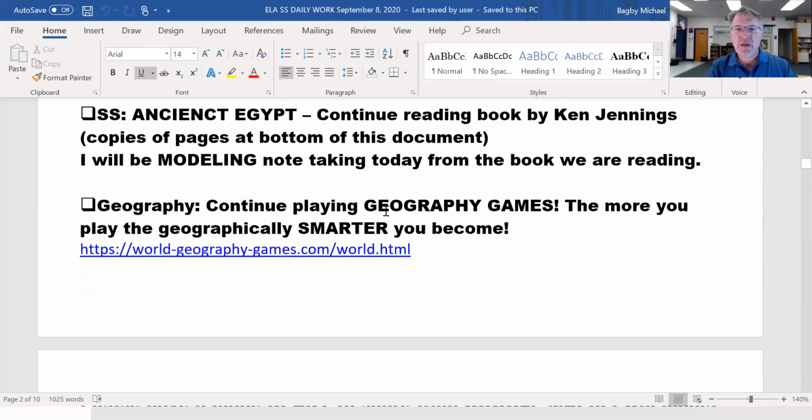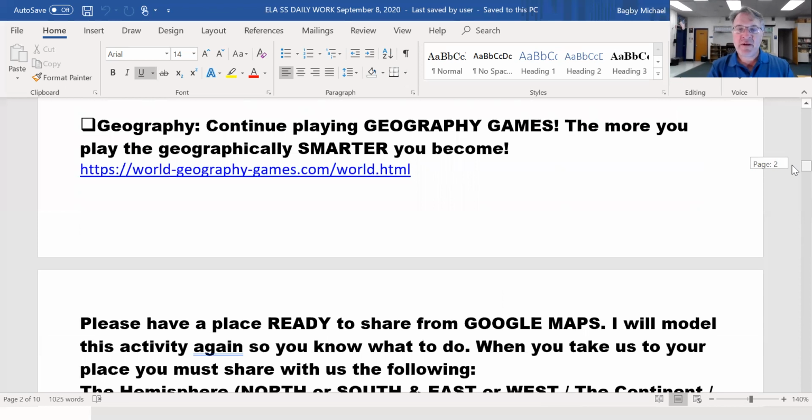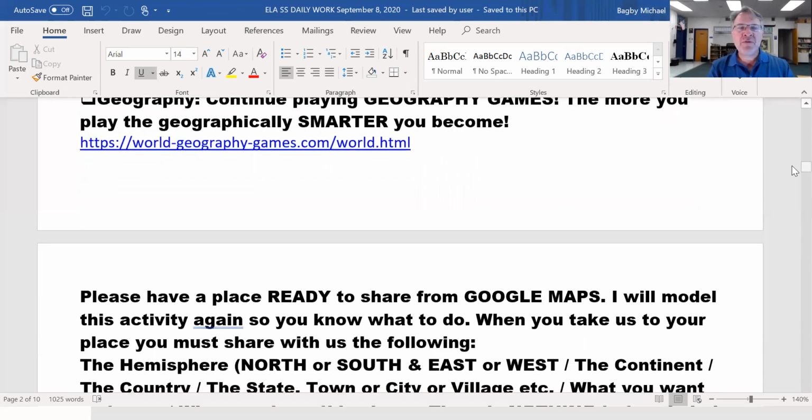Geography. Continue playing geography games. The more you play, the geographically smarter you become. There's a lot of them on there. And if you go through one and you only get a couple right, nobody knows. Just keep trying. Just keep doing it. The more you do it, the more you're going to realize where different places are in the world, rivers, mountain chains, etc.